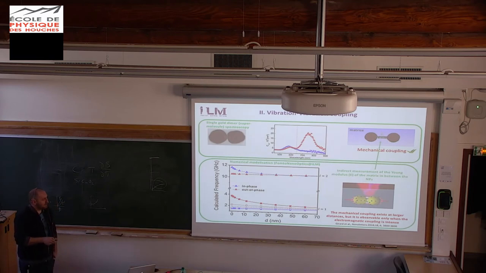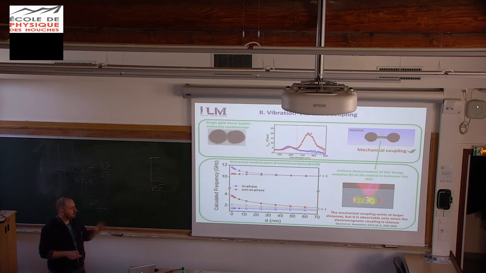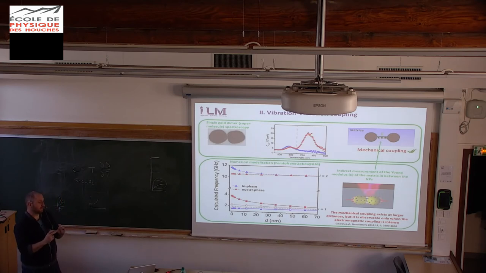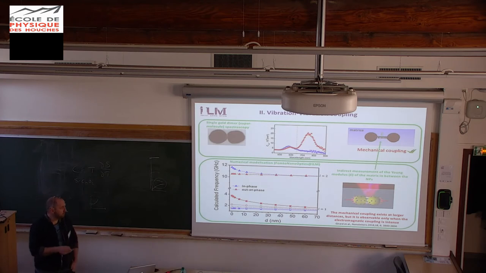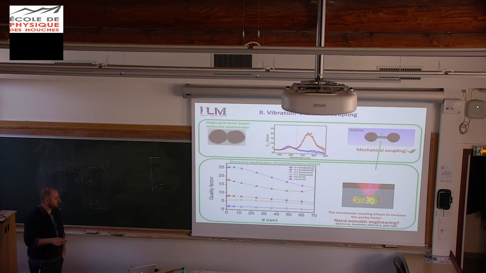The good point is that with this modelization, we are able to measure the Young modulus of the matrix in between the two gold nanoparticles, because this modelization has to take into account the effect of the matrix in between. So using this measurement, we are able to access this. We still have work to do. We haven't changed the matrix yet, but we have to do that.